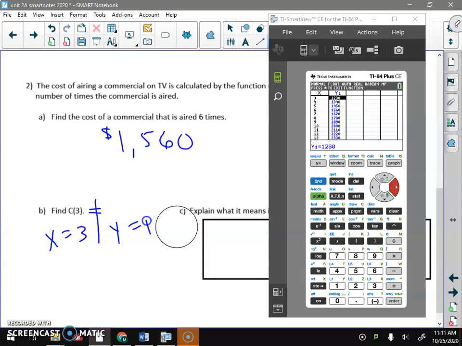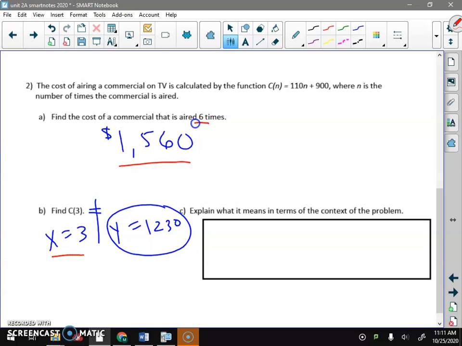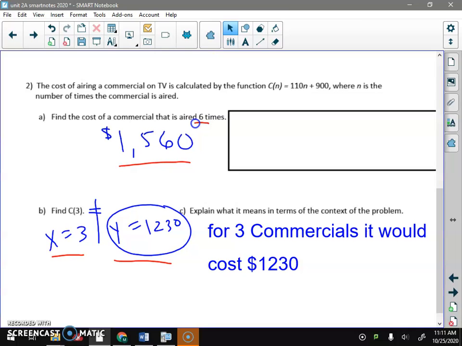Circle it. Whoops, spelled it wrong. 1230. But again, that's math talk. What would that mean if the question was asked in context? Well, up here, 6 times costs this, 3 times costs this. So I could say for 3 commercials, it would cost me $1,230.